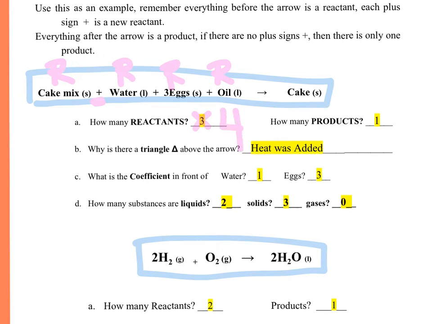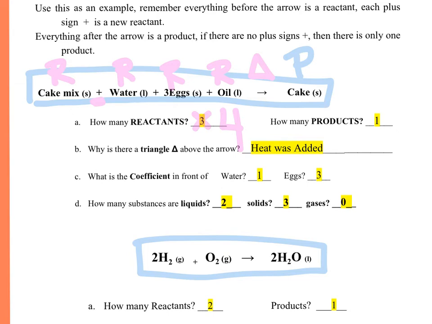Now it's asking me how many products there are. Products are always to the right of the arrow. There's just one product. I think that triangle got deleted. Letter B says, why is there a triangle above the arrow? And we just went over that if we do see a triangle in a chemical equation, all that means is that heat was added.